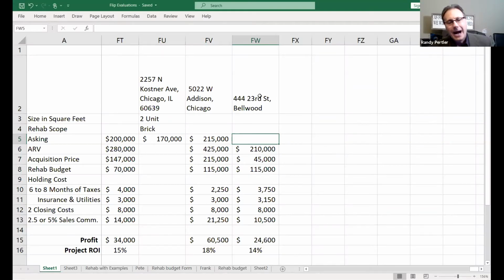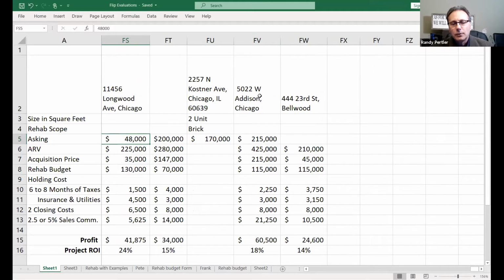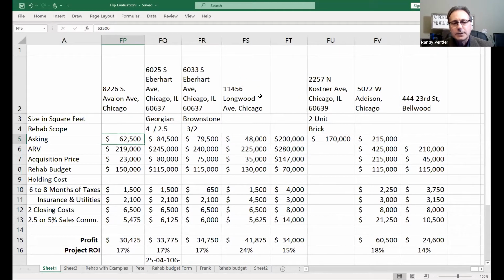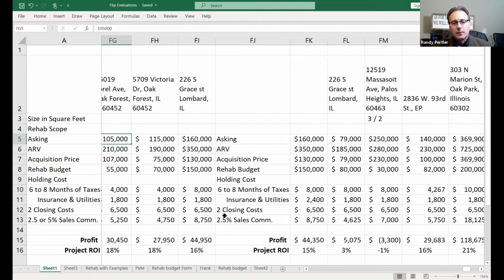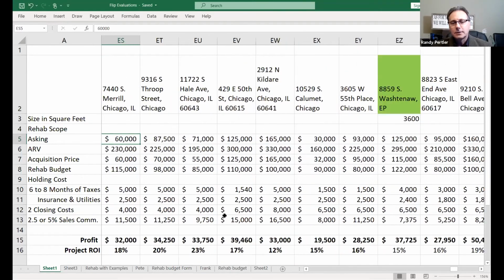Idea how many properties you have to evaluate in order to get deals, all right? So I'm just gonna run this through. Each one of these columns going up and down is a property, a property that I actually put these numbers in. I actually evaluated it, all right? Now I'm gonna run it a little faster, a little faster, a little faster.